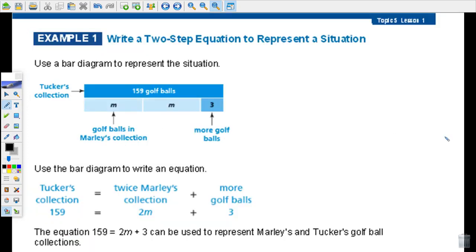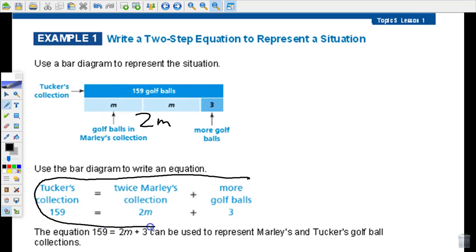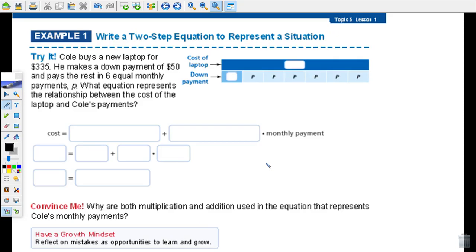So let's go. They show a bar diagram which shows 1M plus another M, which is 2M. You get 2M from these, plus 3 equals the whole entire 159. They even show you this right here. Let's skip the try it and then we'll come back to it.